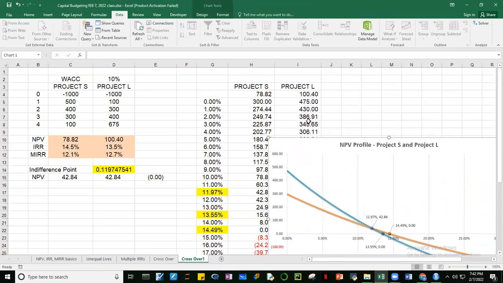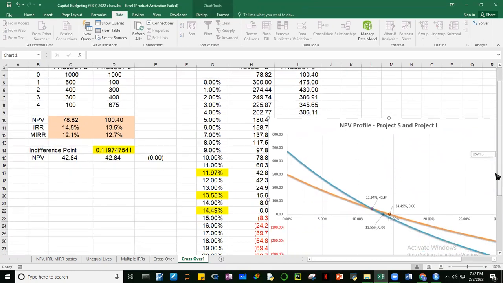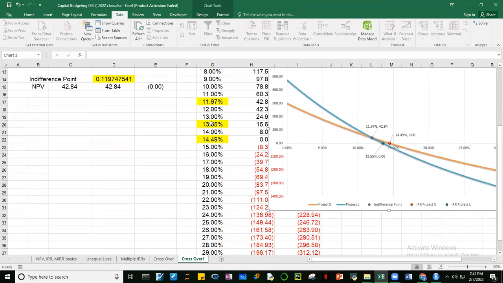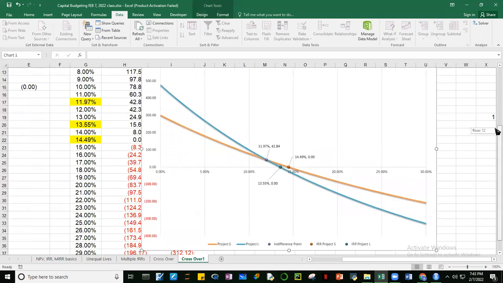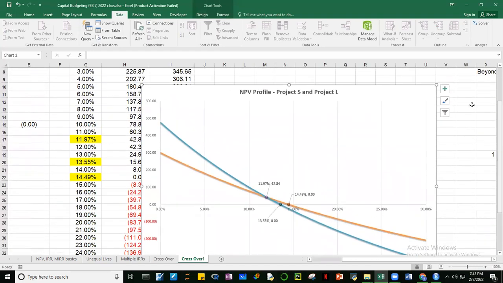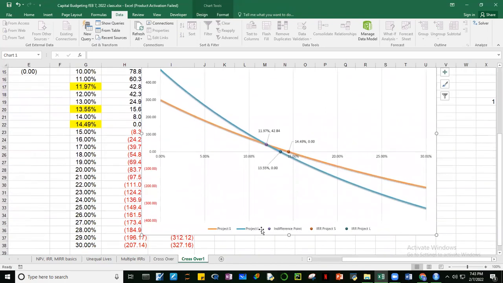So here we plotted Project S and Project L. Take note, this is the indifference point. This is the IRR of L. This is the IRR of Project S. All right, so this is the plot of that. Let's print it and take a look, guys. NPV profile of Project S and Project L. The blue one is your Project L.